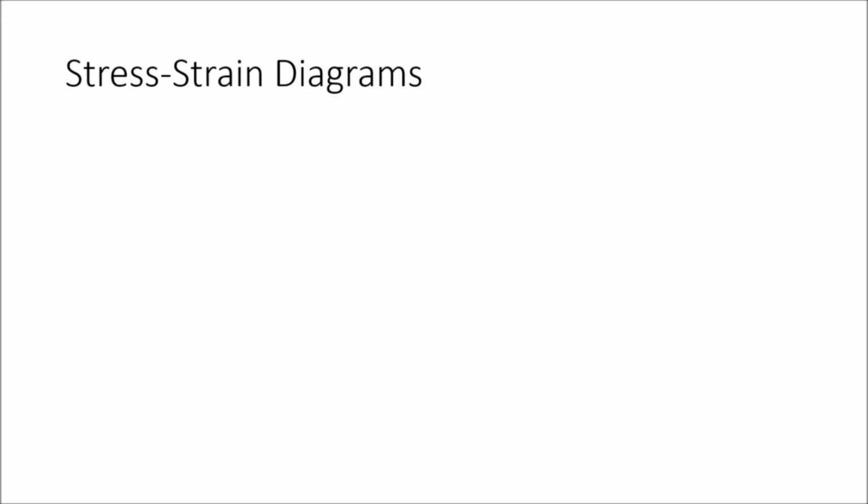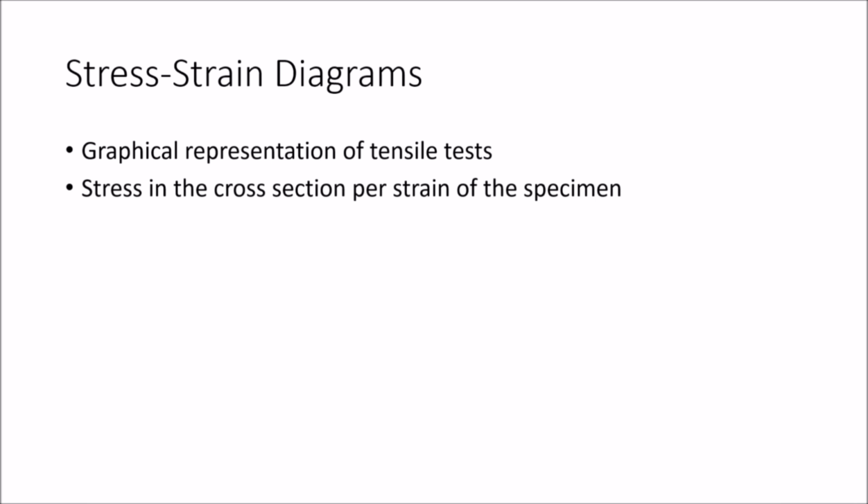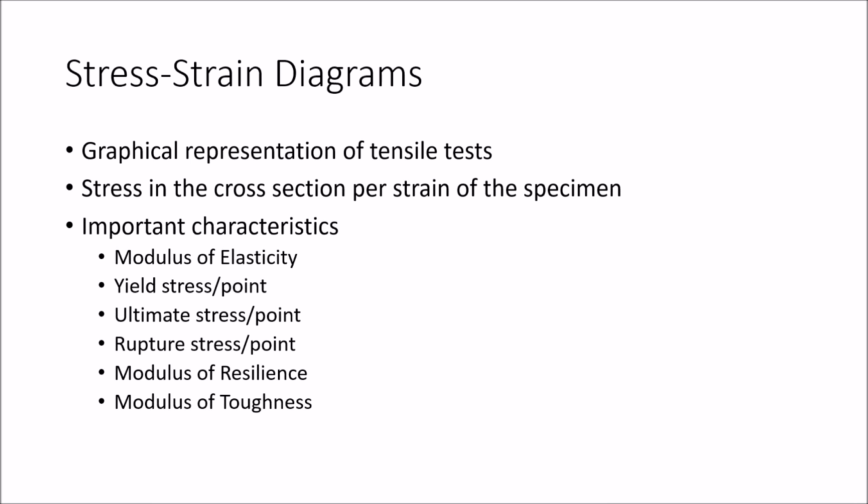Stress and strain diagrams are pretty simple to understand. They are graphical representations of results from a tensile test. We are referring always to the stress in a particular cross-section, and when we compare it to the strain of the specimen, or percent change. Important parts to look out for in these graphs are modulus of elasticity, yield stress or point, ultimate stress or point, rupture stress or point, the modulus of resilience, and the modulus of toughness.